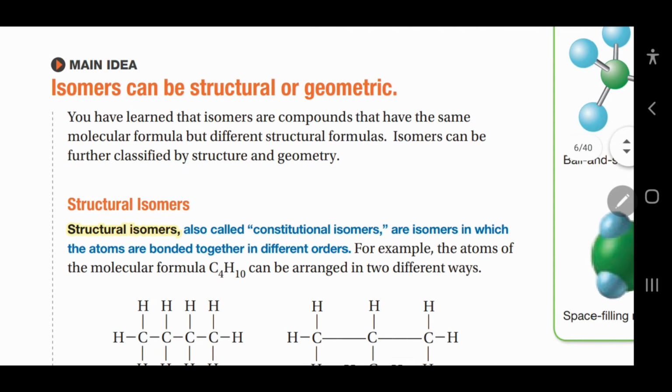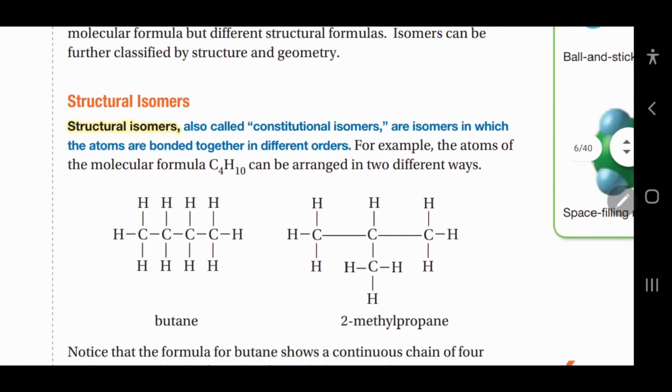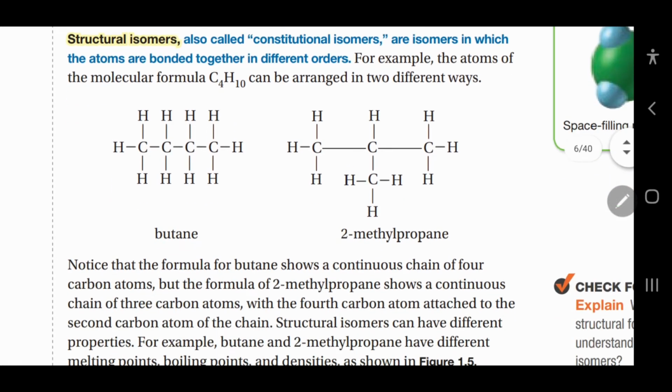Now the isomers could be of 2 types. The first one is called structural isomers or constitutional isomers, which are isomers in which the atoms are bound together in a different order, as you can see.